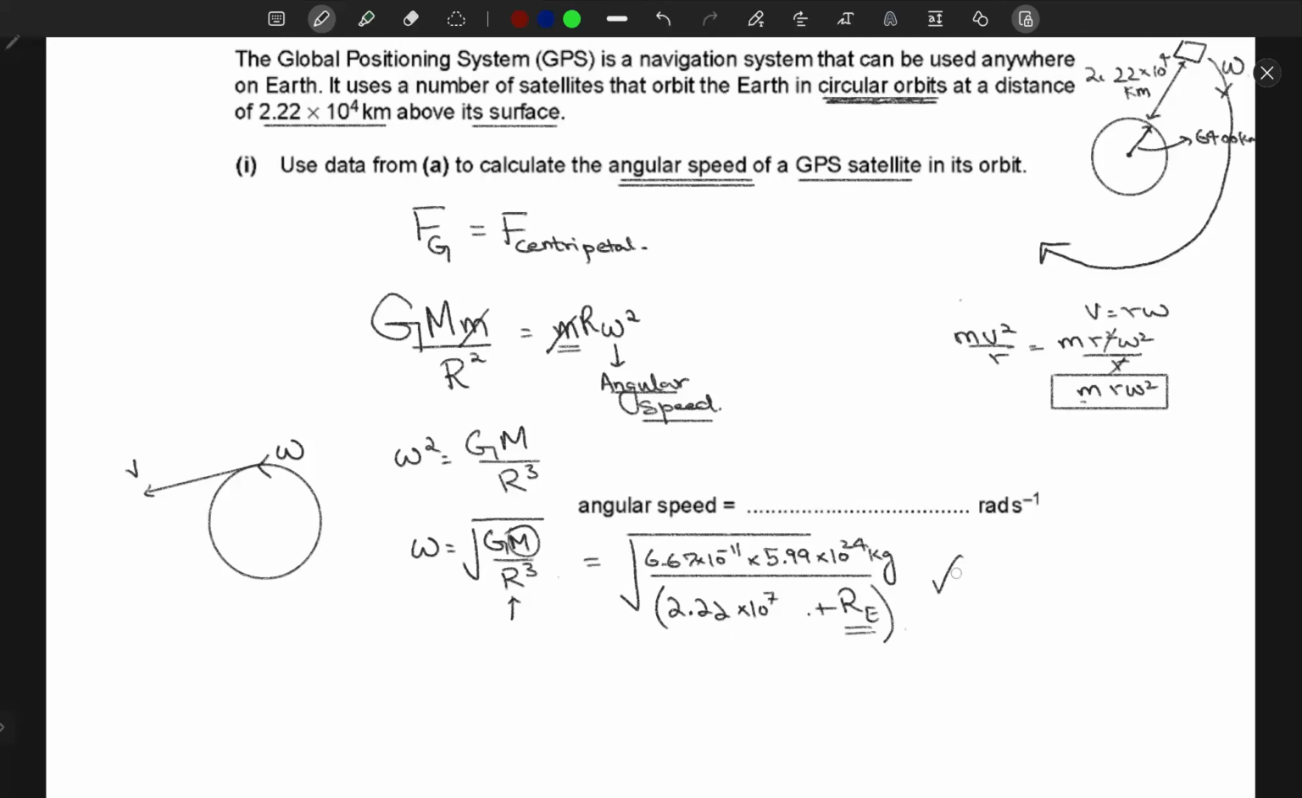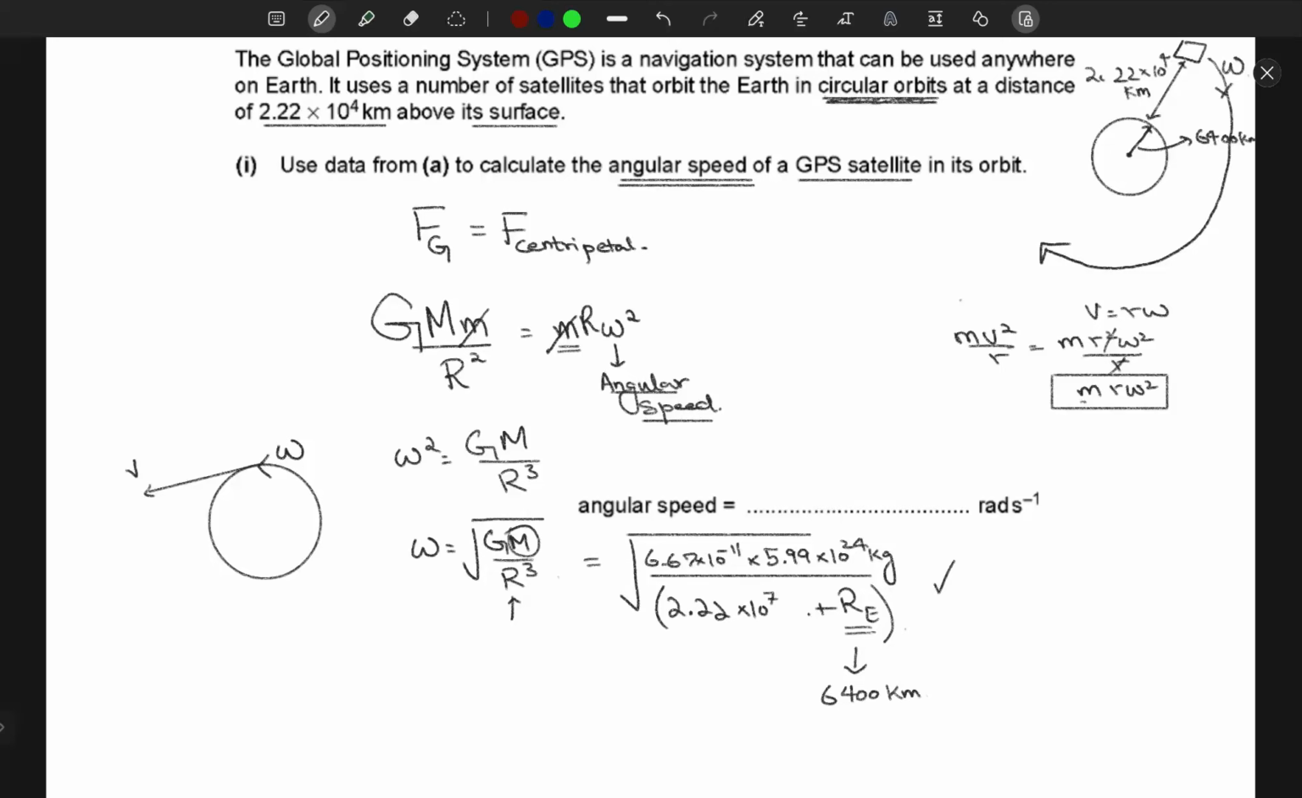Is it understandable? The radius of the Earth is a fixed value, right? Exactly. It was 6,400 kilometers, right? I think, if I'm not wrong, it was 6,400 kilometers. It's a constant, really.